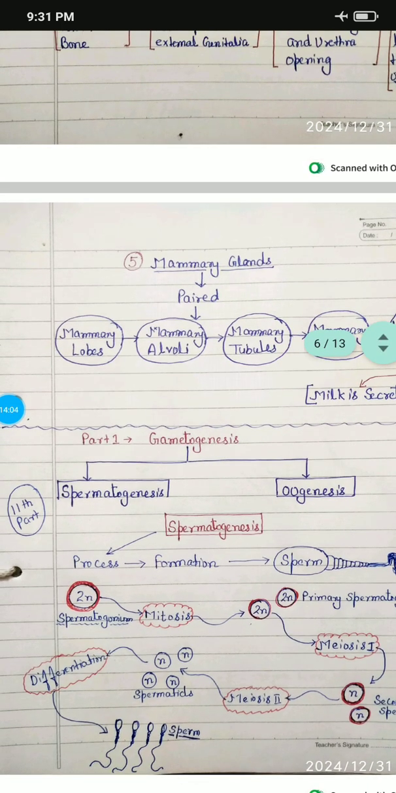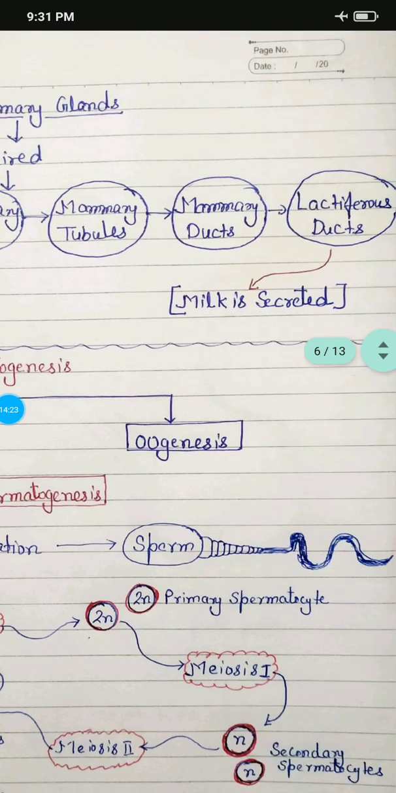Now we reach part 1, which is gametogenesis. In gametogenesis there are two types of gametes, so gametogenesis is also of two types. Number one, spermatogenesis, and number two, oogenesis. Firstly, spermatogenesis is the process of the formation of sperm.